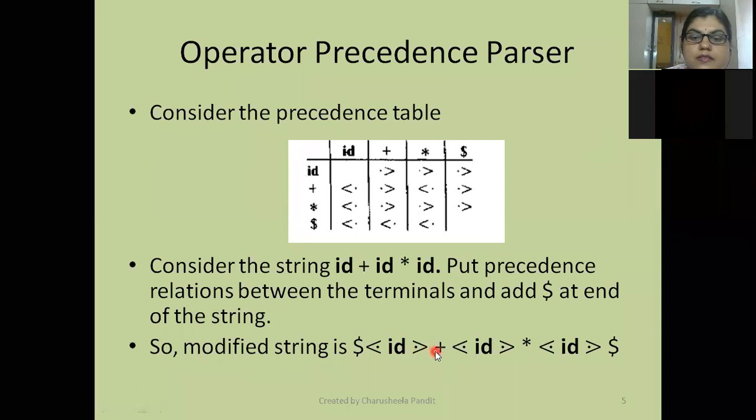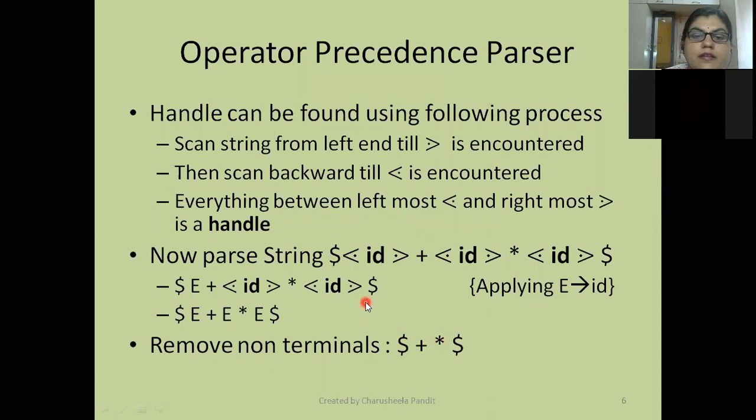So after doing this, now we have to find the handle. What is a handle? Whatever you have between this less than and this greater than symbol, whatever is in between, is a handle. How will you find the handle? You have to scan the string from the left, starting from dollar, till you get the first greater than symbol. You can see it is between id and plus.